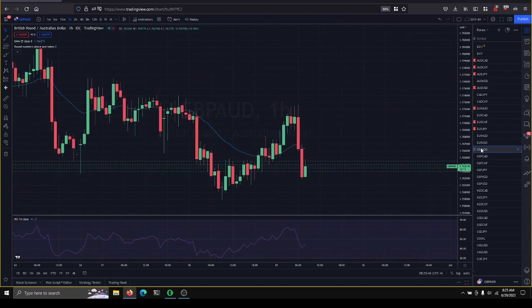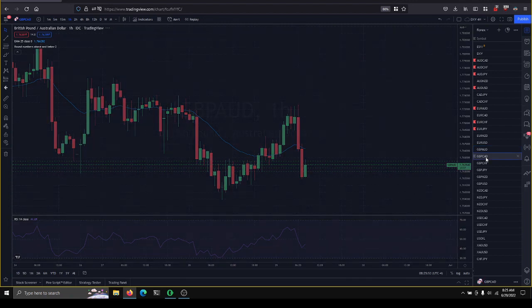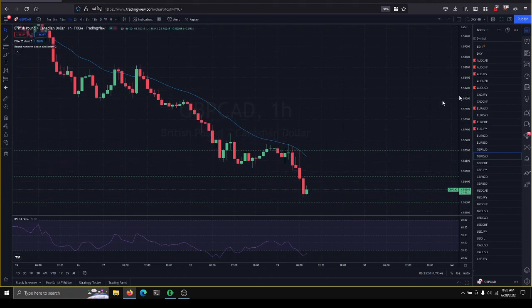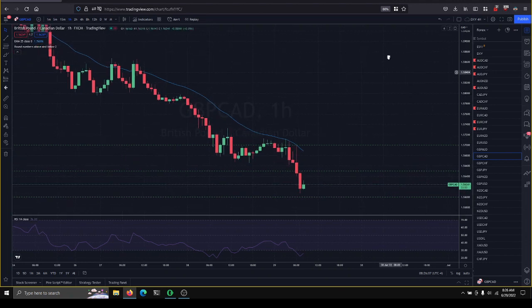Pound Aussie. Looks like an impulse. Wait for the correction, then more downside. Pound CAD. Made a new low. See what happens when it gets down to the round number.